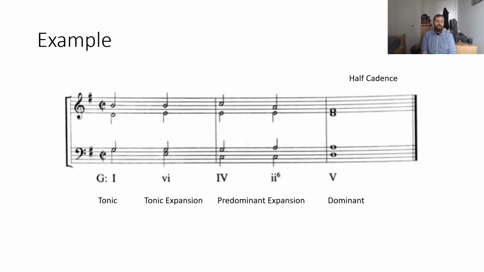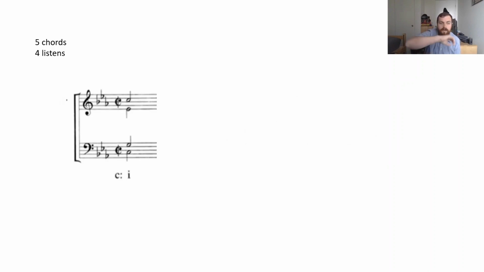So we're going to go ahead and do examples. I've got 2 dictations for us to do today. One of them is going to be in minor, and one of them is going to be in major. So we'll get some examples of 6 in our new contexts in both minor and major regions. So, here we go. Speaking of minor, 5 chords. I'm going to give you 4 listens for this one. C minor.